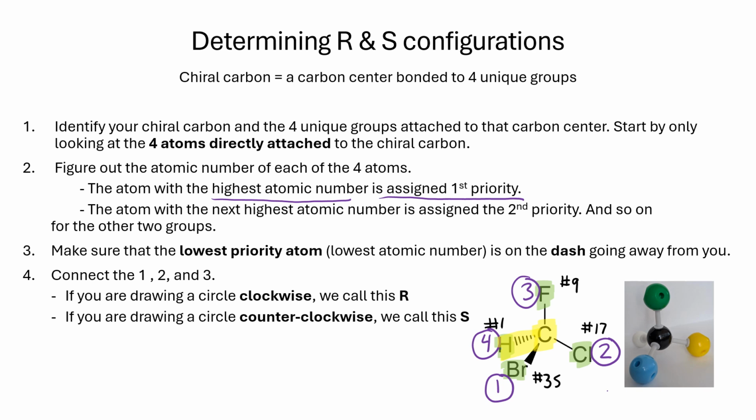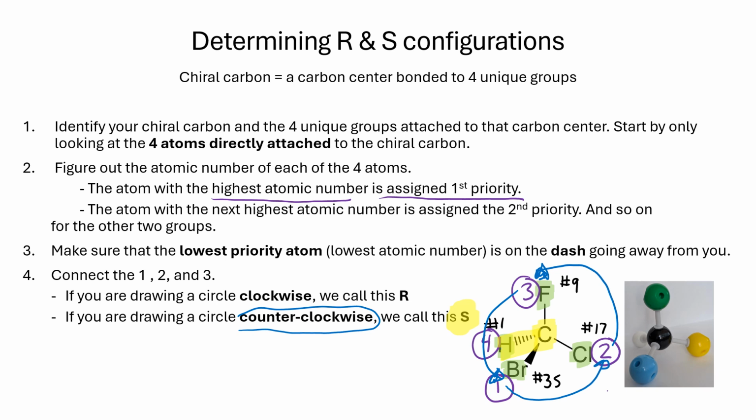And then finally, the last step is we just have to connect 1, 2, and 3. So I'm going to draw an arrow going from 1 to 2 to 3 and back to 1. The arrows that I'm drawing here are going around in a counterclockwise direction. I'm moving my cursor in a counterclockwise direction here, and therefore that counterclockwise direction, we call that the configuration around the center is S. Okay, if it was clockwise, we would call it R.